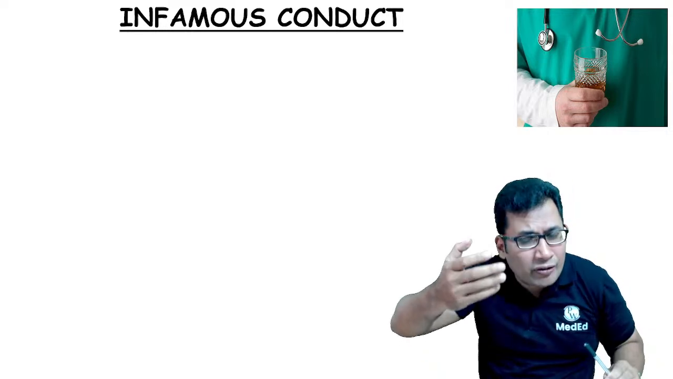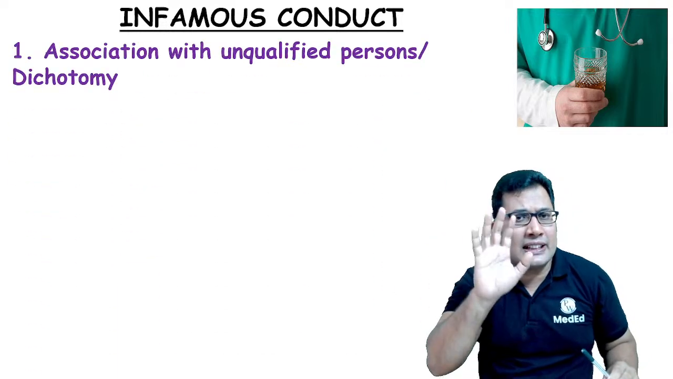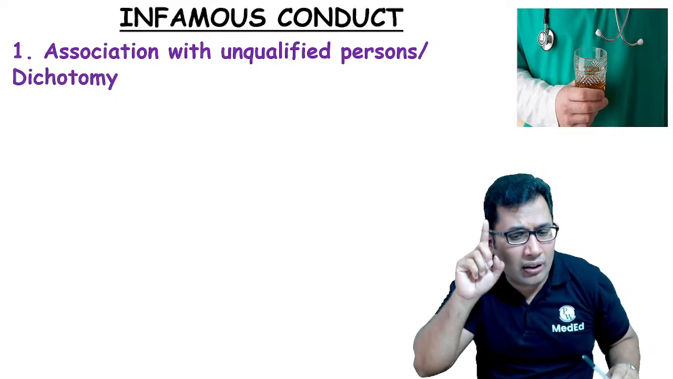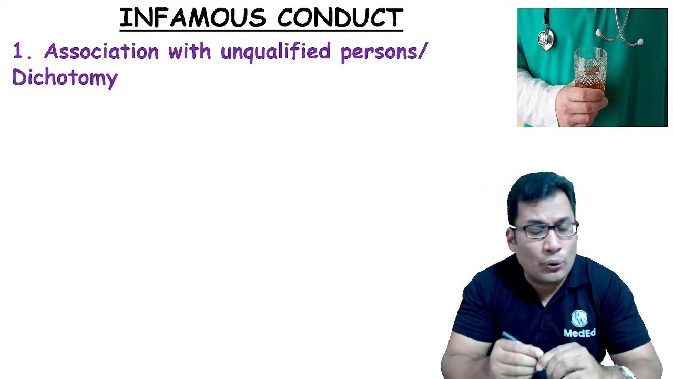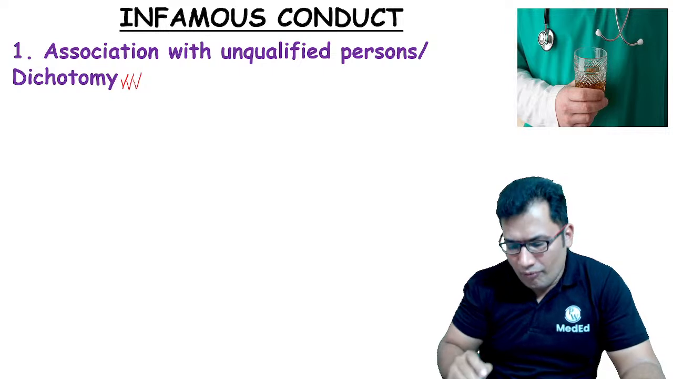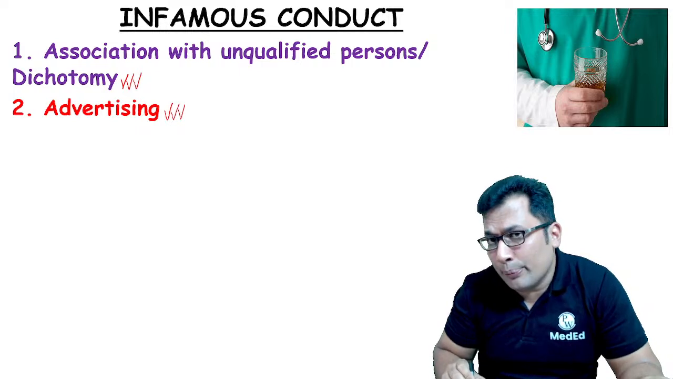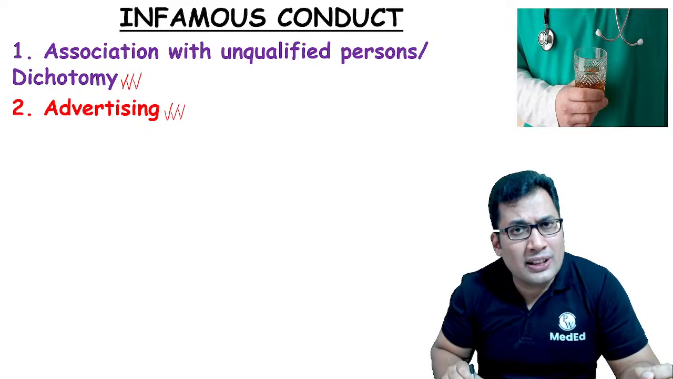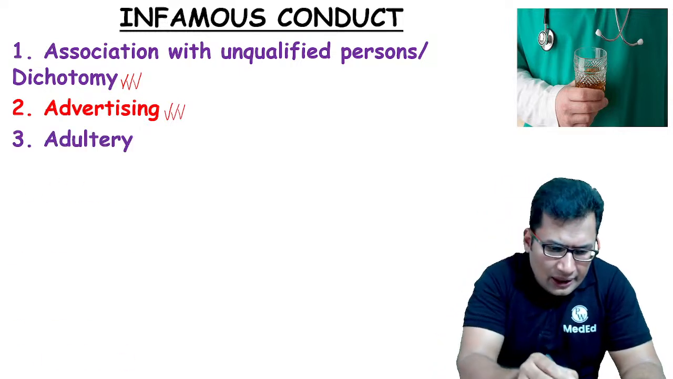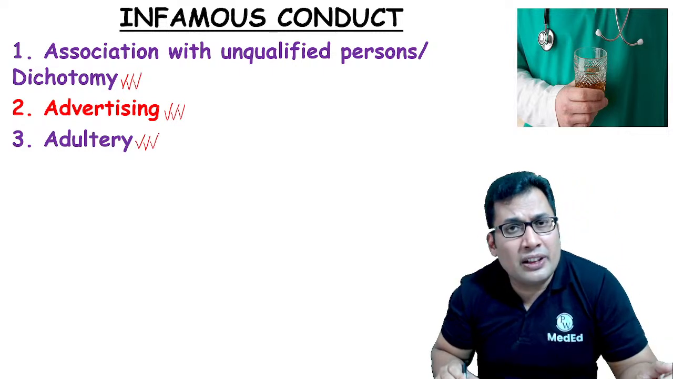Let's see what are infamous conduct examples. The mnemonic is 6A. There are 6 A's, all starting with A. A for association with unqualified person. That is known as covering, we discussed, and it also includes dichotomy. Advertisement: using a large signboard or some advertisement for incurable diseases in media. Adultery: when a doctor is involved in some sexual activity with the patient.